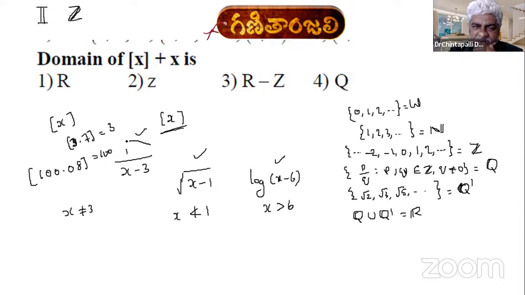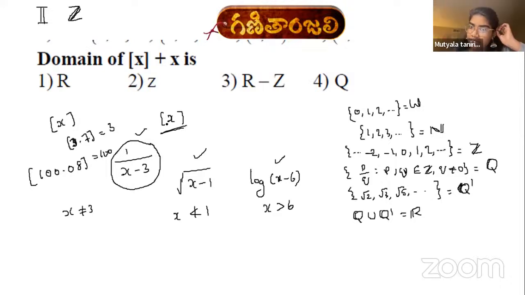There are some values of x for which we cannot find that value, that is x equal to 3. If x is equal to 3, we cannot find the value of 1 by x minus 3. Is there any such value of x for this function? No. That means we can write any value in the place of x. So this function is defined for all values of x, and the domain of this function is R.